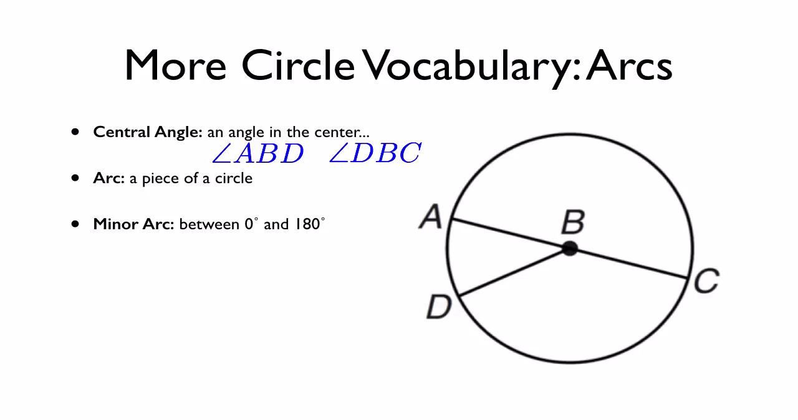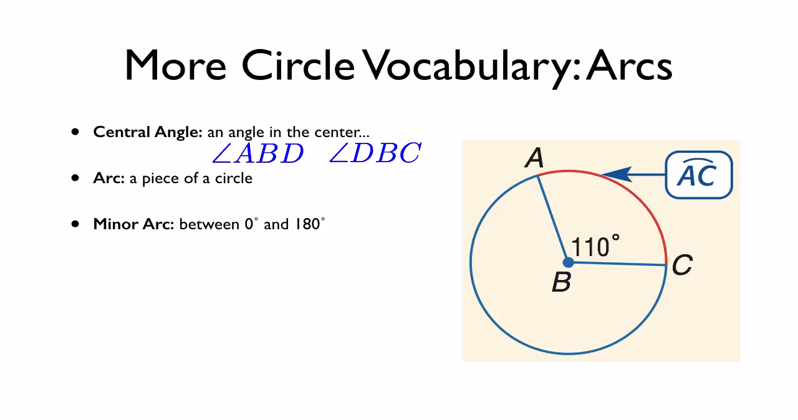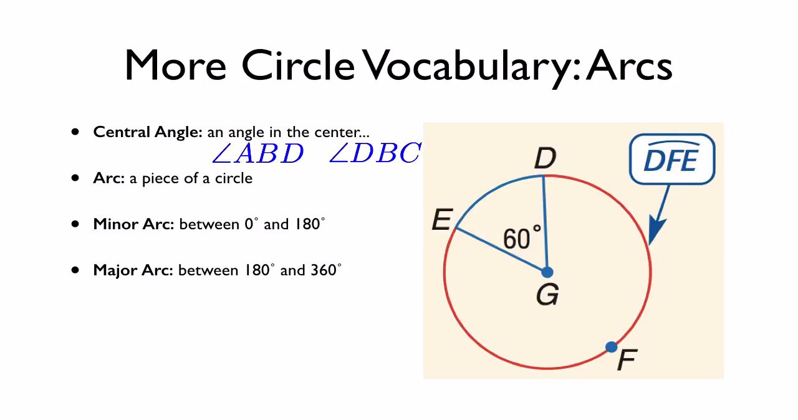A minor arc is an arc that measures between 0 and 180 degrees. So for example, arc AC would be considered a minor arc. You'll notice we put kind of a little curvy arc over top of the letters to indicate which arc we're talking about. So minor arc measures between 0 and 180 degrees. A major arc measures between 180 and 360. And so we would say, for example, arc DFE is a major arc.